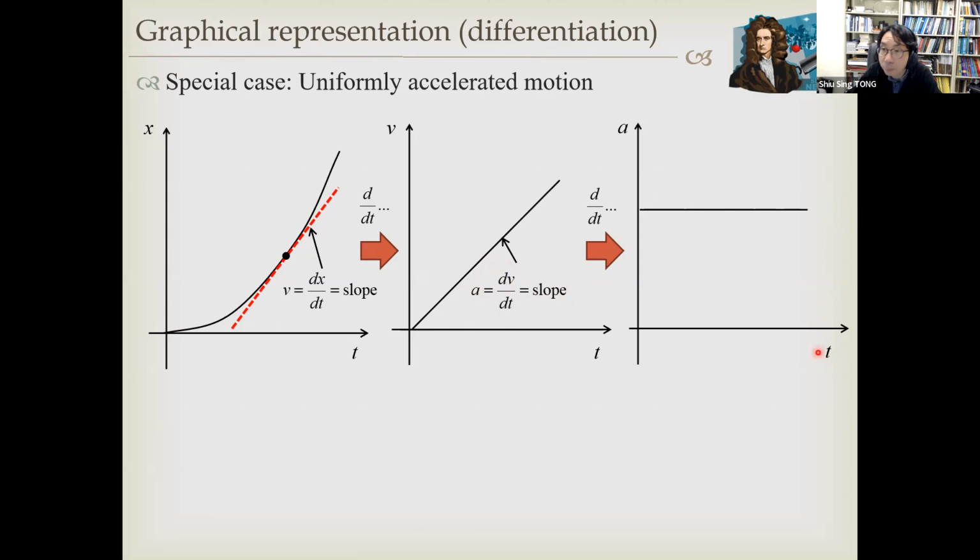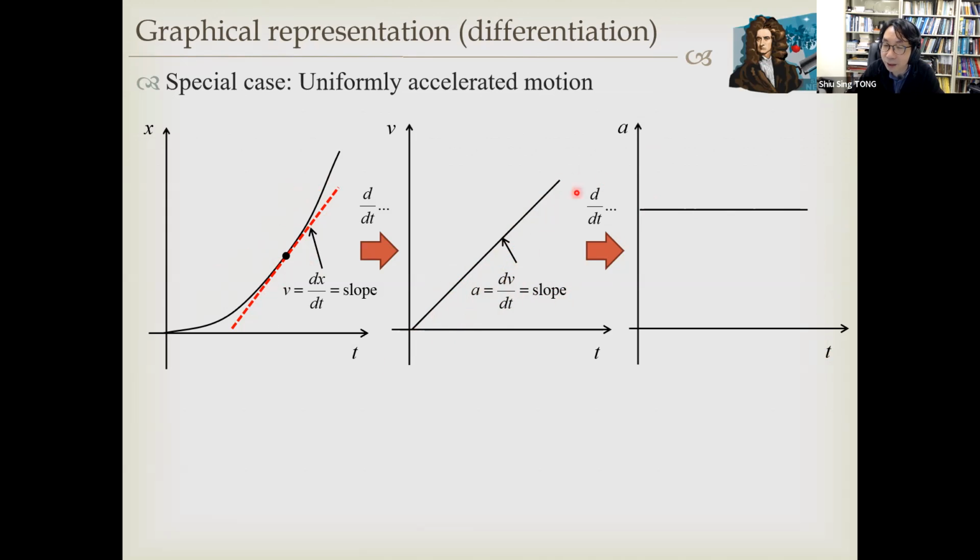In our example, we have the position x given as a quadratic function in time. So after a differentiation, you have a straight line.